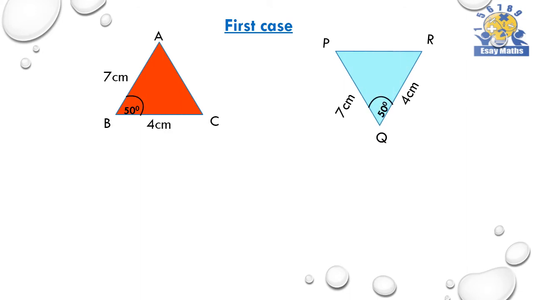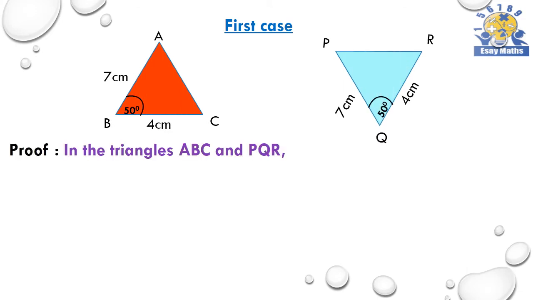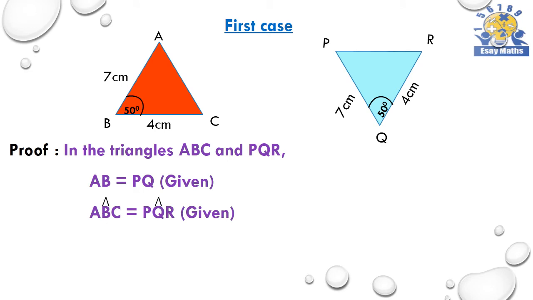Now we are going to prove this. In the triangles ABC and PQR, AB is equal to PQ. Here you should write the reason within brackets. Here the reason is given. Otherwise you can write it as data. Angle ABC is equal to angle PQR, and the reason is given. BC is equal to QR, and the reason is given.